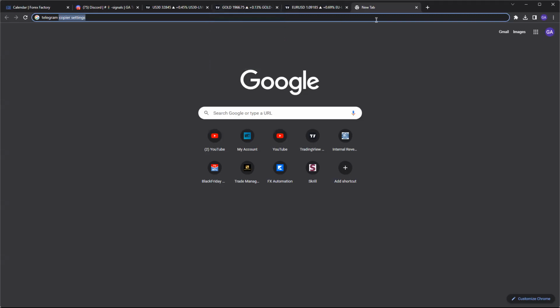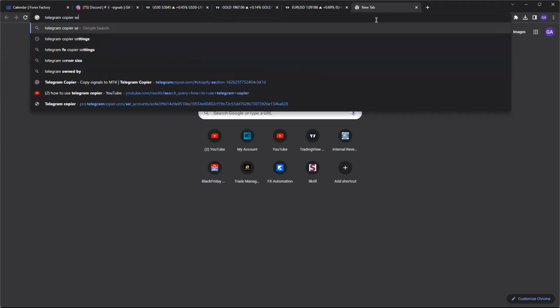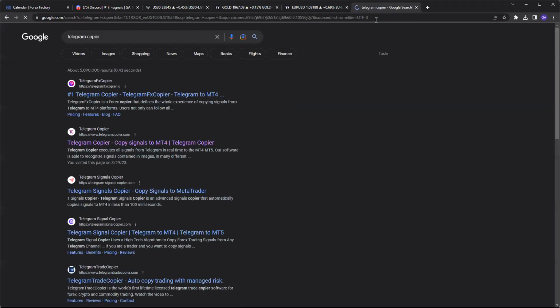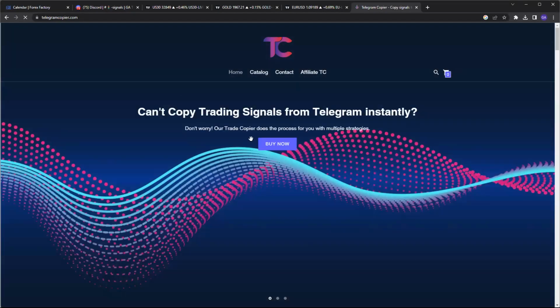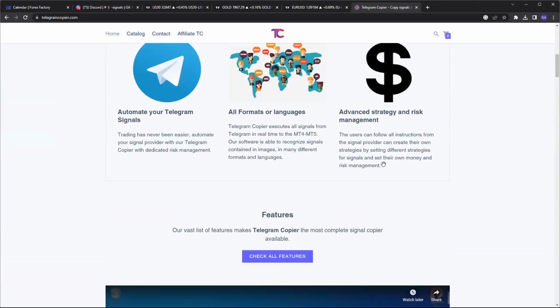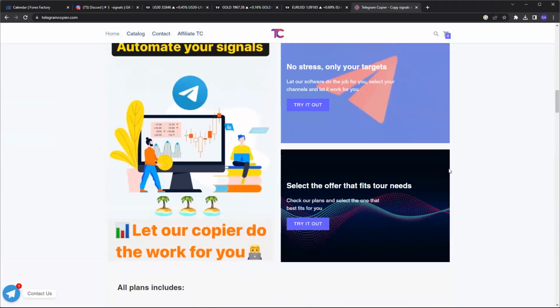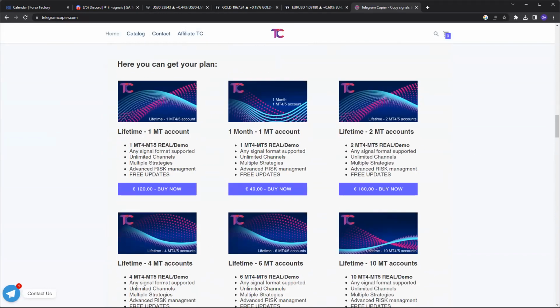Ideally, these signals are going to Telegram, and then there are Telegram copiers out there. Personally, I use this one that says Telegram Copier. I think it's $100 lifetime for 2 accounts. So let's see, lifetime 1 MT4. So this is the one I have. Actually, it's like $200 or something. You can buy for 1 MT4 account or MT5 account for $120. But yeah, those are the plans.